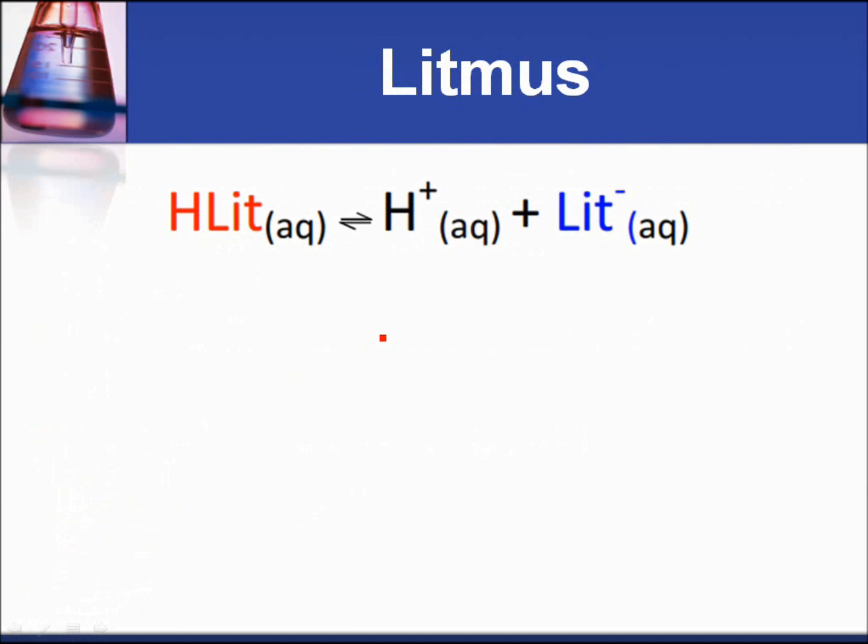Okay, so let's start with litmus. Litmus is a weak acid, and it has two forms. It has the undissociated form on the left, which is red, and the dissociated form on the right, which is blue. Now because it's a weak acid, we can write this equation here.